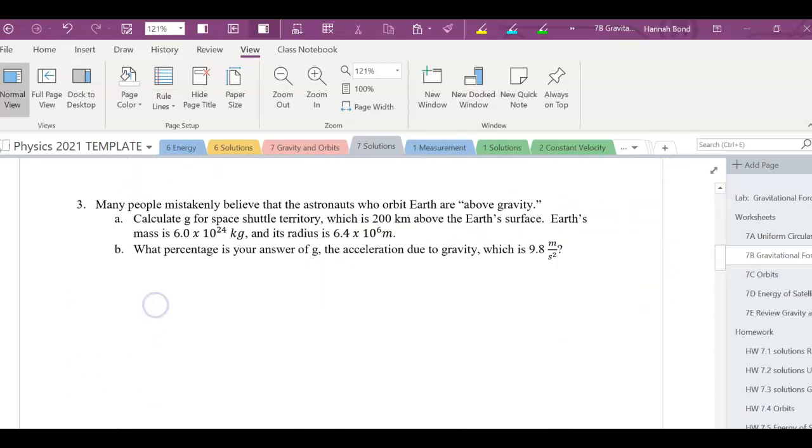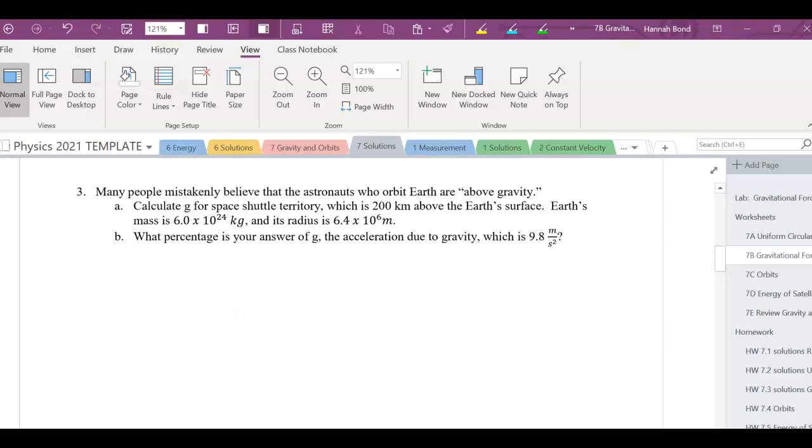Okay, let's do something that involves acceleration due to gravity. So, many people think astronauts who are at the space station or somewhere are above gravity, that there's no gravity there. Let's see if that's true or not. So we're going to calculate g. Now notice this is lowercase g. They are not asking for the gravitational force. They're asking for the acceleration due to gravity. And so that formula for g is the universal gravitational constant times the large mass, that would be the central body mass, divided by the orbital radius squared.